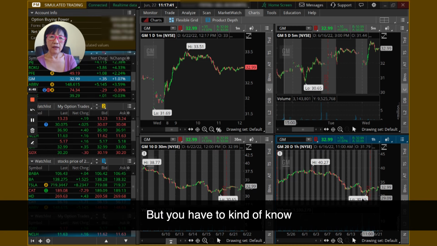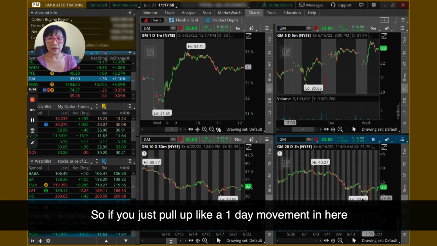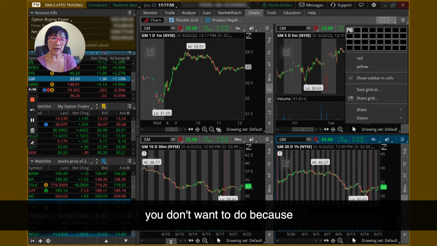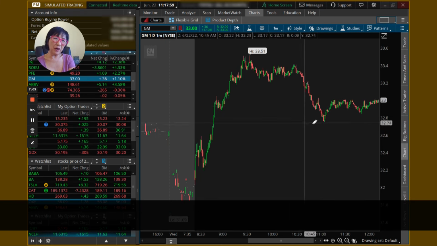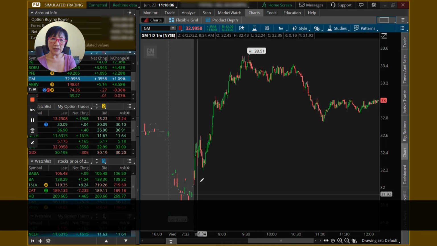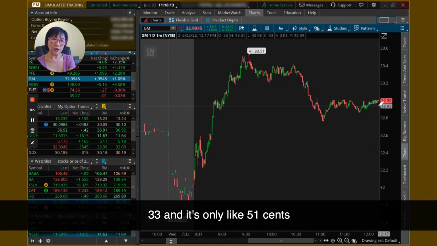But you have to kind of know by looking at it, by studying the chart, and say, okay, what do I want to do? So if you just pull up the 1-day movement in here, you don't want to do that, because when you look at this 1-day movement, it's kind of in the middle. The lowest market has gone down to 31.69 and the highest is 33, and this is 32.99. Again, this is closer to 33, and it's only like 51 cents.